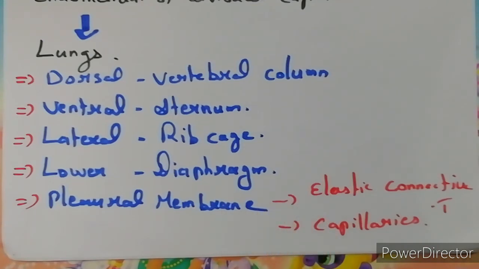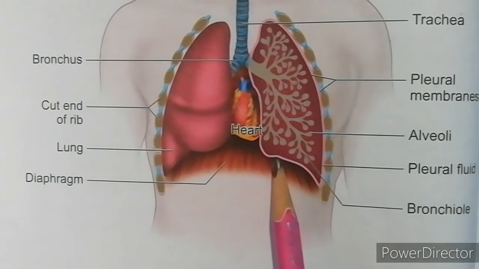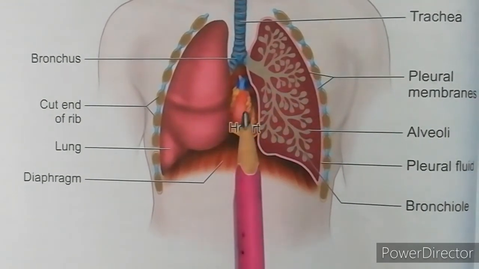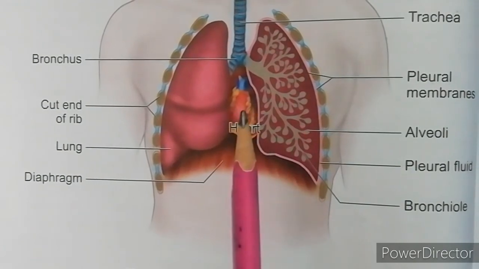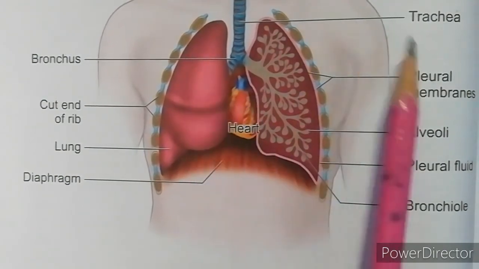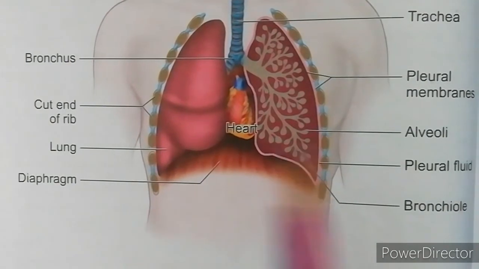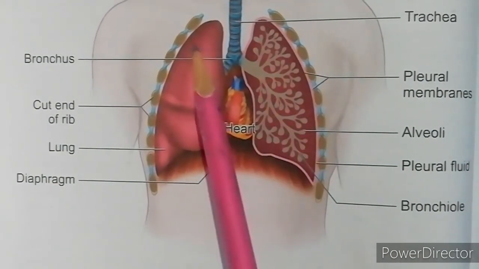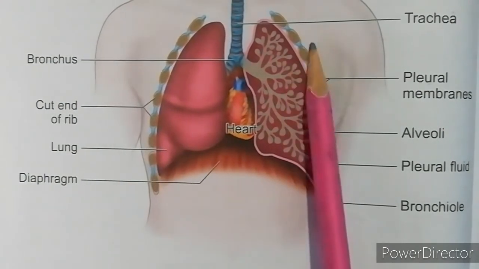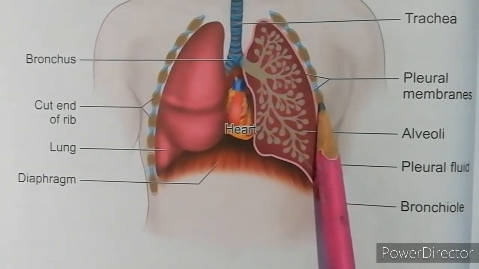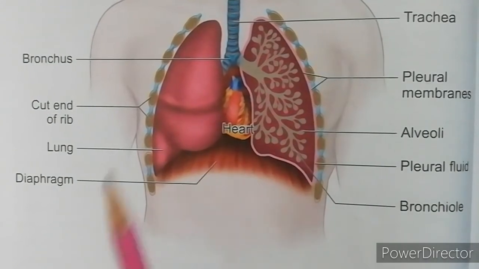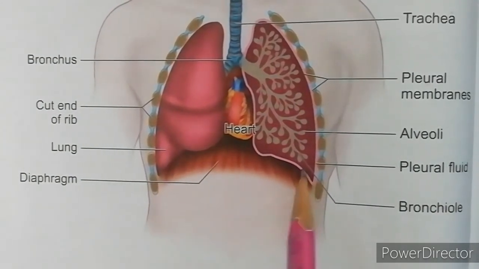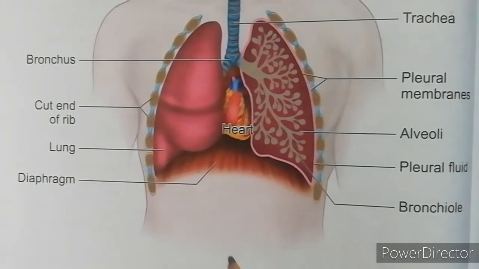Okay, let us see the structure. Listen to the structure of the lungs. The lungs will be in the center. At the front, the chest bone, the sternum, will be there. At the back, the vertebral column bone will be there. On both sides, the rib cage will be there. It is fully covered with a double-layered membrane, the pleural membrane. Inside, pleural fluid will be there, right? At the bottom, it is covered with the membrane known as the diaphragm, right? So that's all about the structure of the lungs.